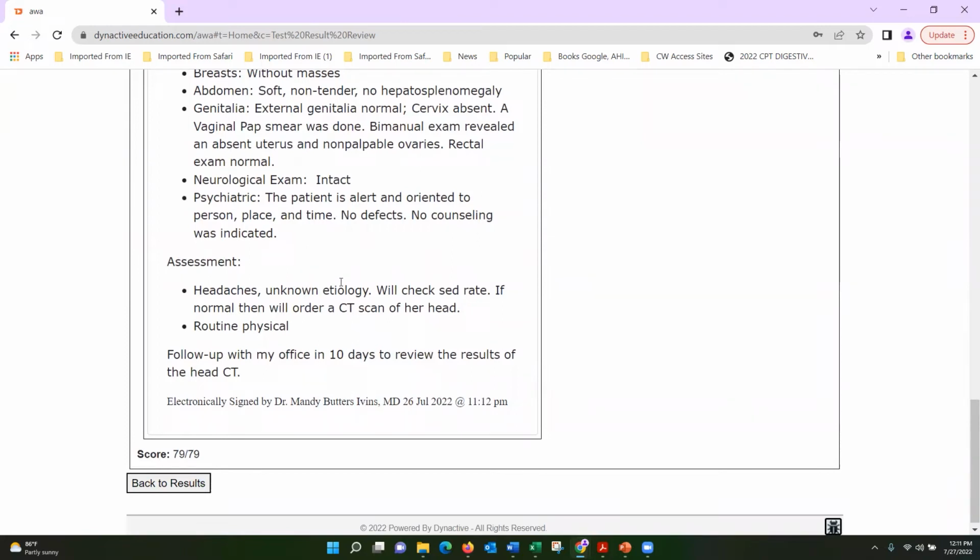Her assessment is her headaches. That is a problem that was identified in this exam. He cannot determine where they're coming from, unknown etiology, what's causing them. So he's going to do a SED rate, going to check some blood. If that's normal, then they'll order a CT scan of her head. Other than that, the physical was normal. She'll come back in 10 days if she's going to have that head CT.